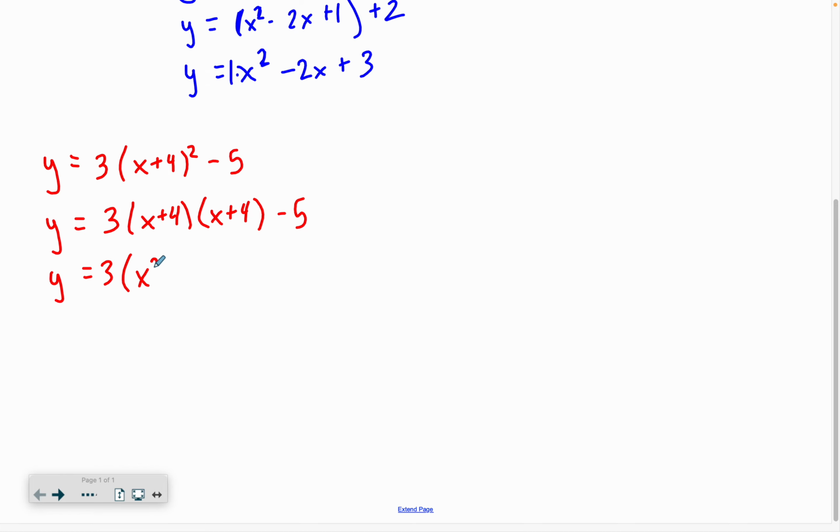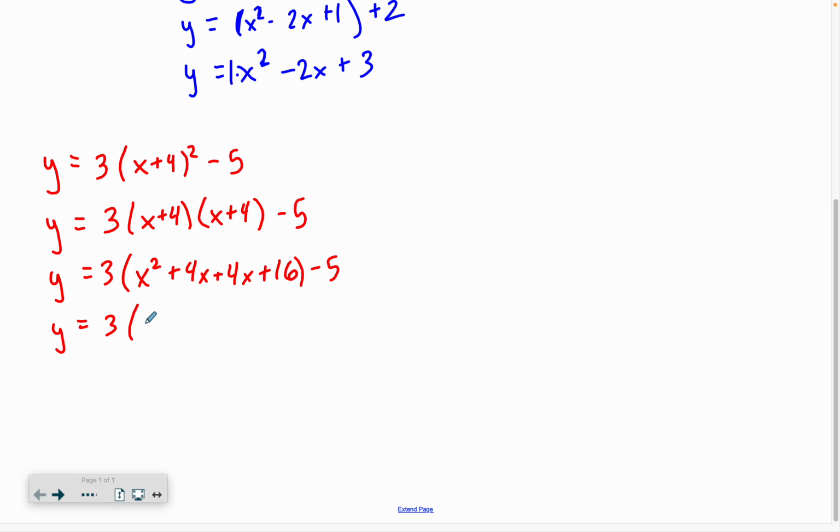So we get x times x is x squared. X times 4 is 4x. 4 times x is 4x. And of course, 4 times 4 is 16. So I did the same exact thing as I did the last problem. I didn't change anything just because I've got this a value that's not 1.